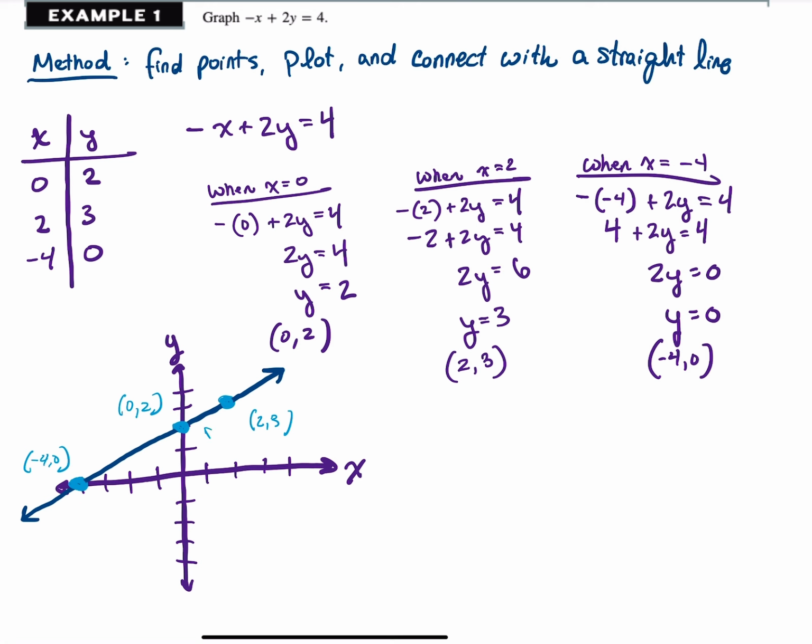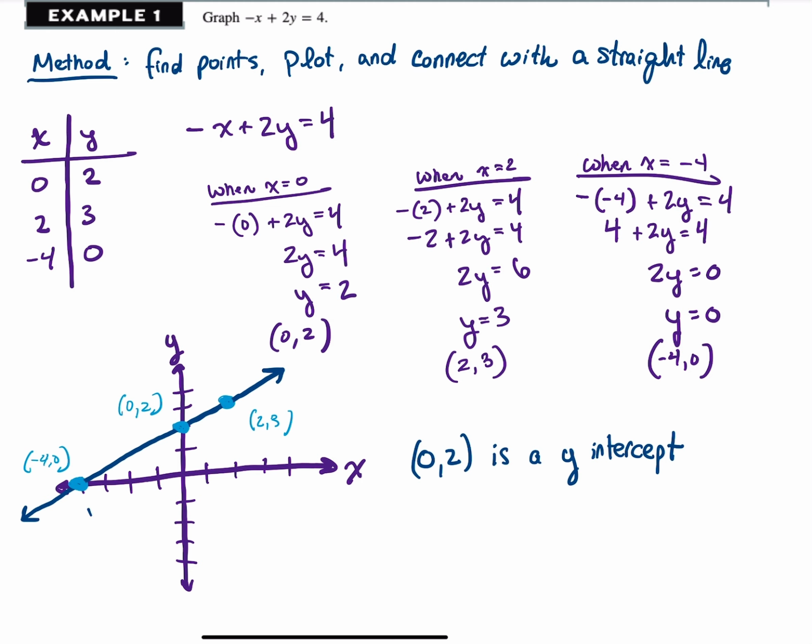So we would call those intercepts. Let's say the point 0, 2 is a y-intercept. Meaning it's crossing the y-axis at that point. And notice that's where x is equal to 0, because we don't move anywhere in the x direction, and we just are somewhere on the y direction.